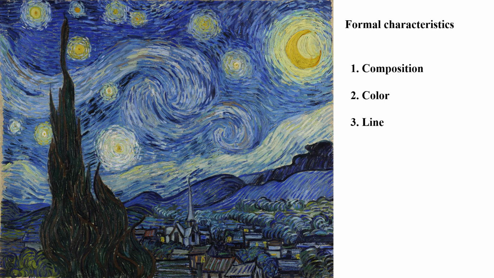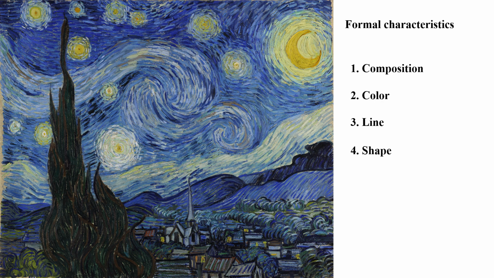Line. The painting is composed of short and thick brush strokes. This line gives movement to the clouds, making the sky swirl dynamically. This energetic stroke allows us to feel as though the heavens are alive and in motion.